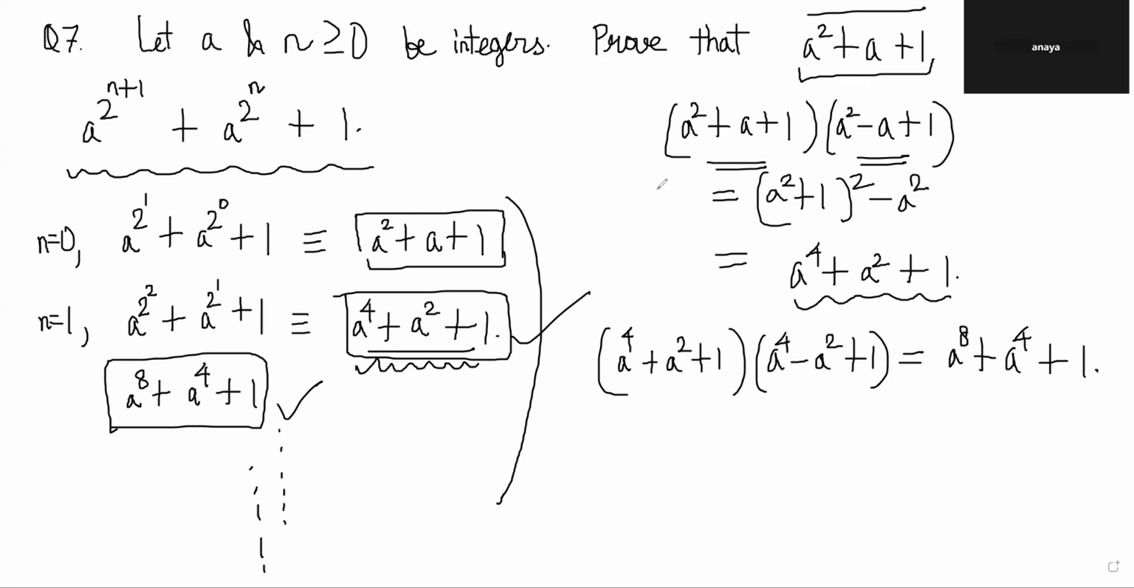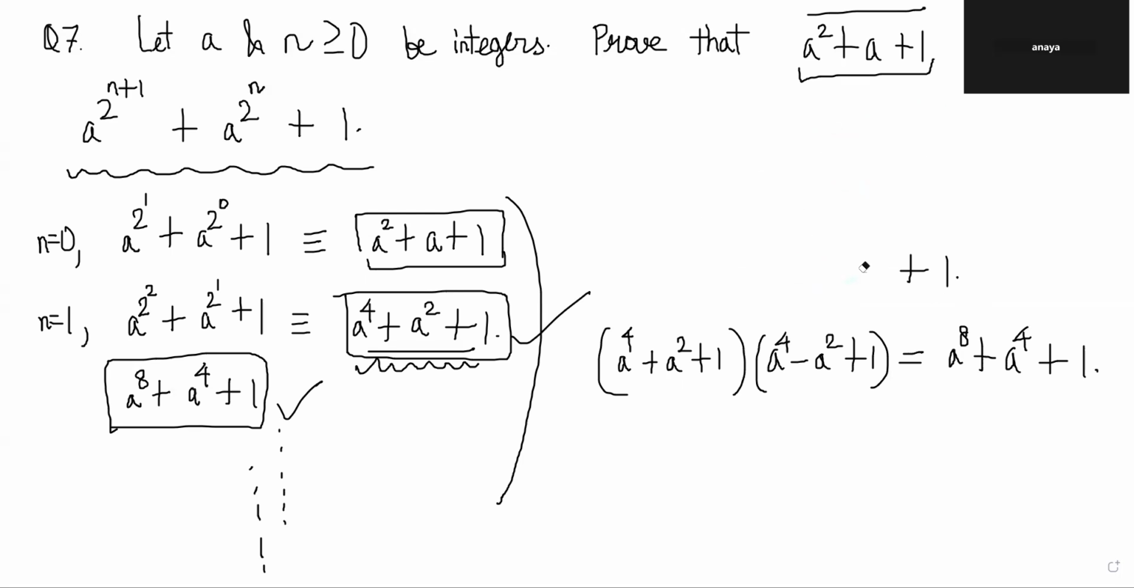You have just replaced a with a square here everywhere. So basically, you have identities like these, which are always the a square minus b square identity we are using to get all of it. So if you have a square plus a plus 1, multiply it with a square minus a plus 1, you will get a power 4 plus a square plus 1.